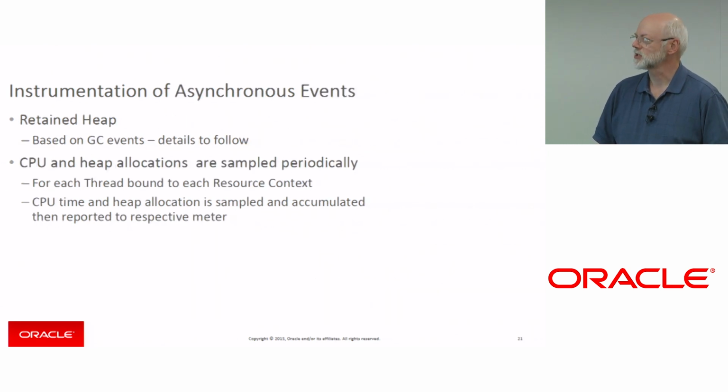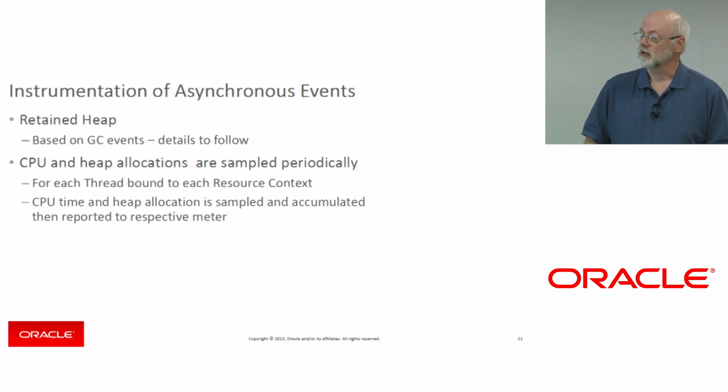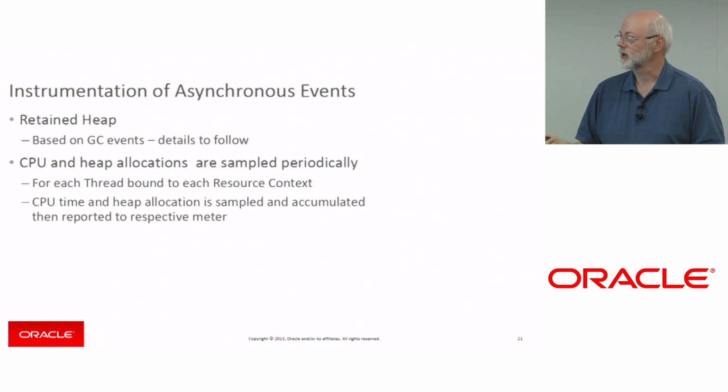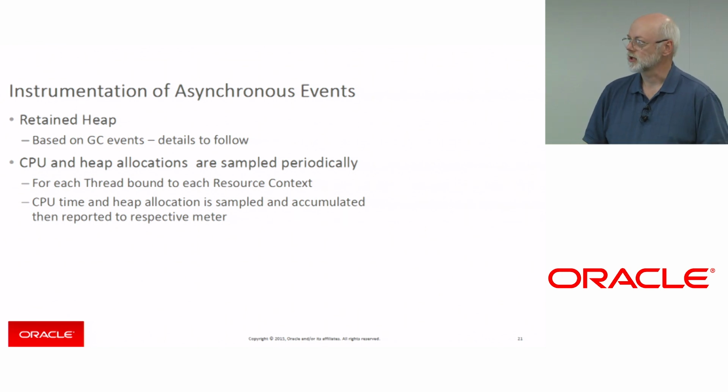So just some interesting things. The other branch of the instrumentation has to do with asynchronous events. The biggest, most interesting one to the WLS folks that got us started on this project was the use of retained heap, and we'll talk about that in a minute. The other two metrics, about allocated memory and CPU, both have to be sampled because there's no good place to hook in a synchronous hook. So there's a background thread that monitors those things at a period, and it does the corresponding lookup to get the information back into the resource context in the right meter.